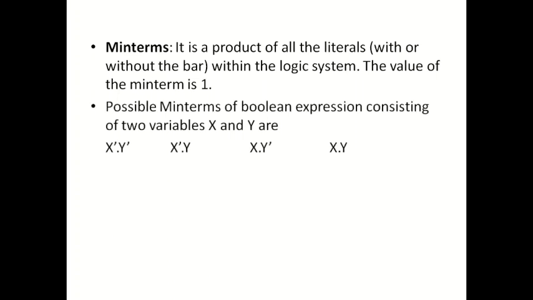Now, possible min terms of a Boolean expression consisting of two variables x and y are: suppose I have an expression consisting of two variables x and y, then these are the four possible terms we can have in the expression. We can have x complement y complement, we can have x complement dot y, or we can have x dot y complement, or we can have x dot y.